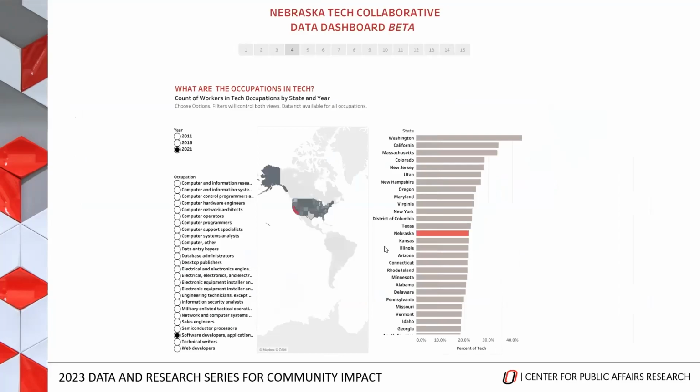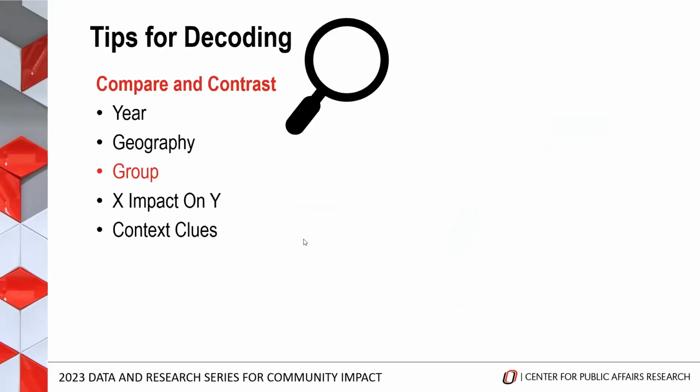So here's how I dealt with it in this case. I gave you the percentage and the number. If I want you to have both, give me both, but jamming it all on a map just doesn't make sense. Grouping, compare and contrast by grouping.